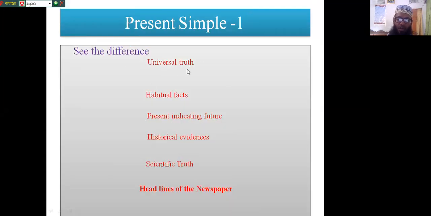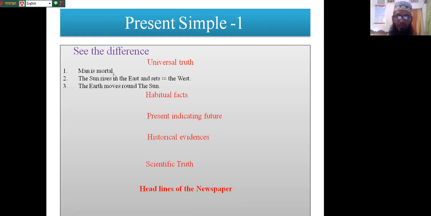See the difference: universal truth, habitual facts, present indicating future, historical evidence, scientific truth, headlines of the newspaper. Okay, let's see the examples. Man is mortal. It's a universal truth. The sun rises in the east and sets in the west. Again, the sun rises in the east and sets in the west. The earth moves around the sun.